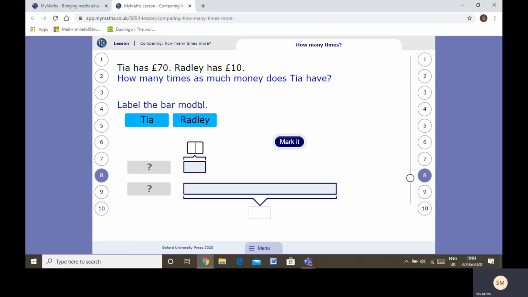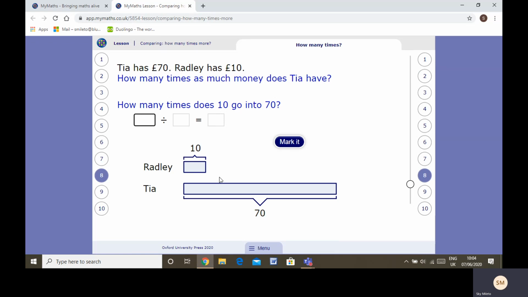So, one more. Tia has £70. Radley has £10. How many times as much money does Tia have? So we know Tia has 70 and Radley has 10. So we know that Radley must have the smaller column with £10 and Tia must have the longer column with £70. She's got a lot of money there.